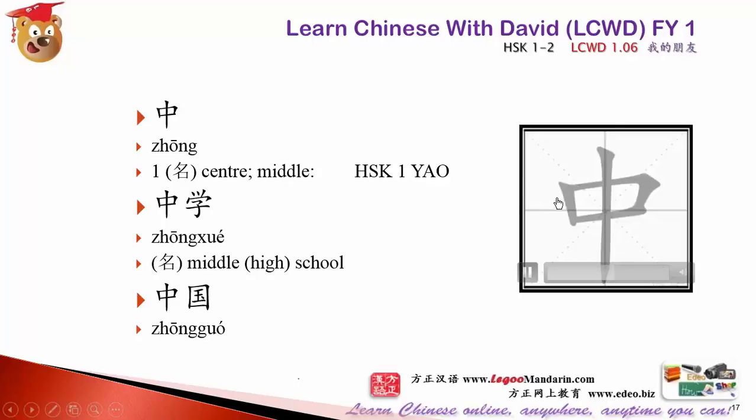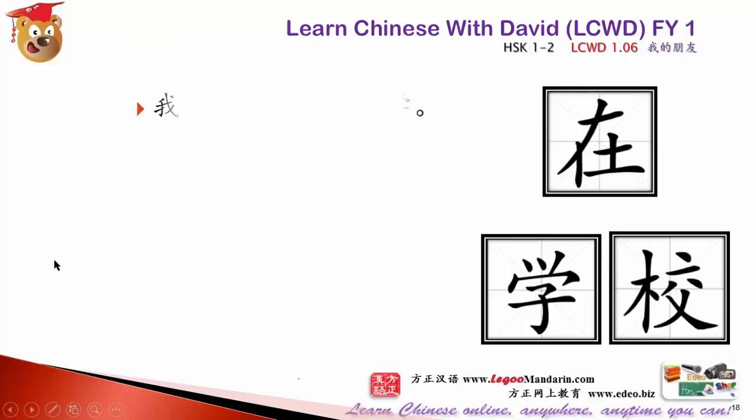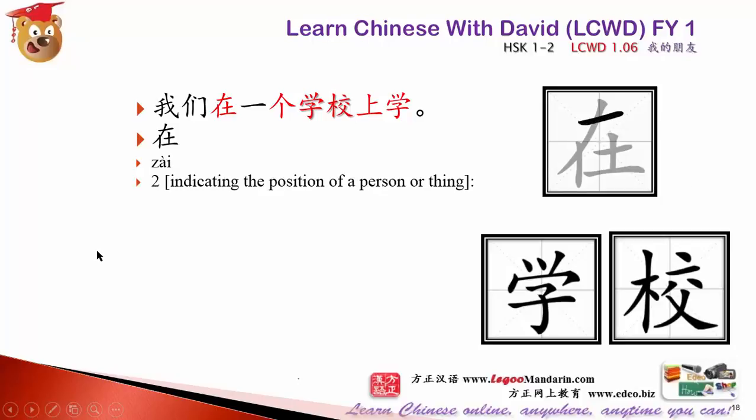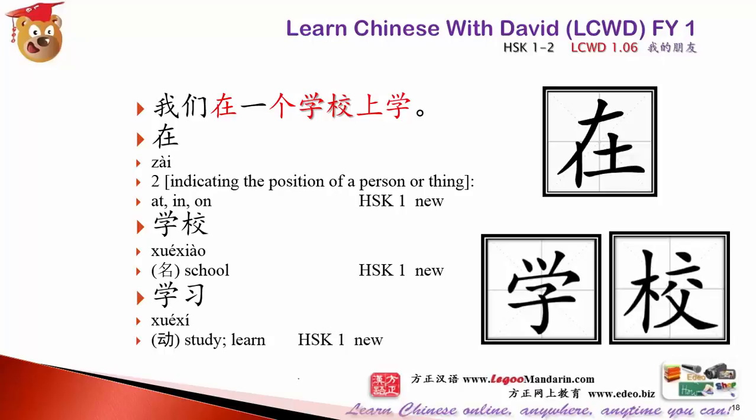Last stroke. Look here. One, two, three, not one. Okay, 中, 中国. 在学校, 我们在一个学校上学. 在: look how to write 在, a very common word. 在 means to be at, to be in, to be on, to be above, and so on. See, Chinese is so easy. Just use one word to replace so many things. 在, where are you? 你在哪里? 在吗? Anybody there? 老师在吗? Is the teacher there? 在, at, in, on, above. 学校, school. 学 means study; 校 means school or campus.